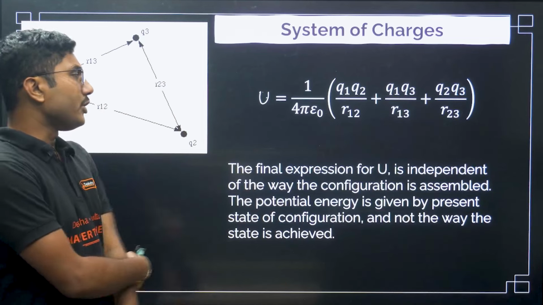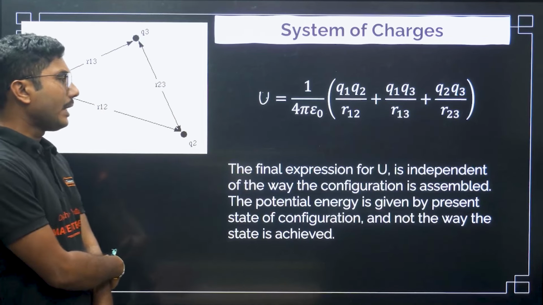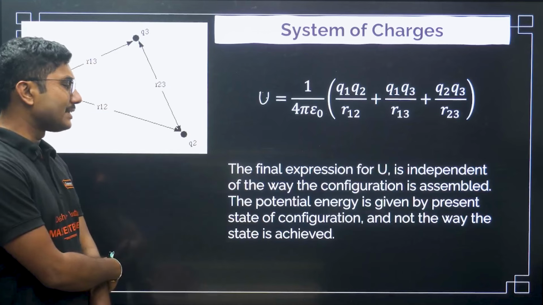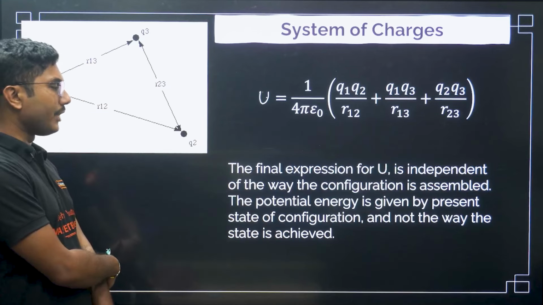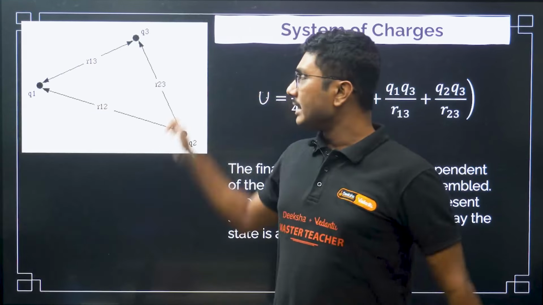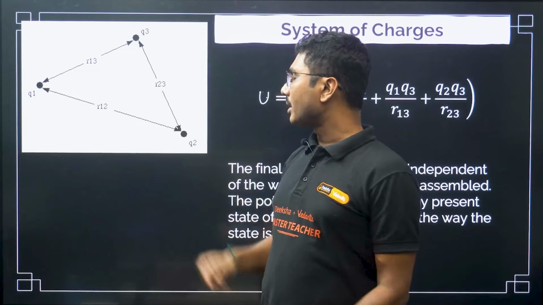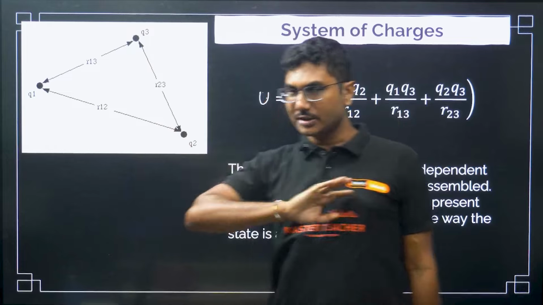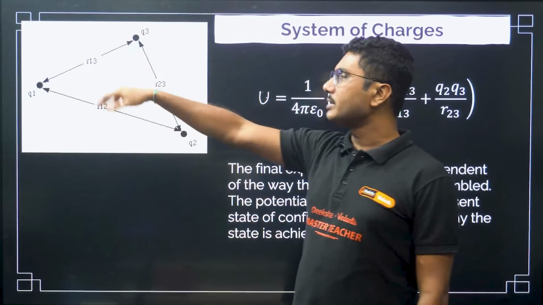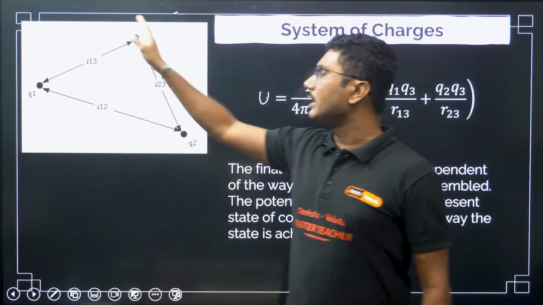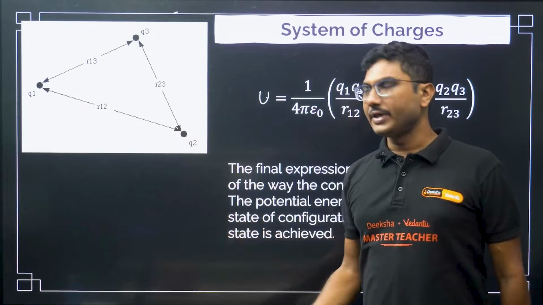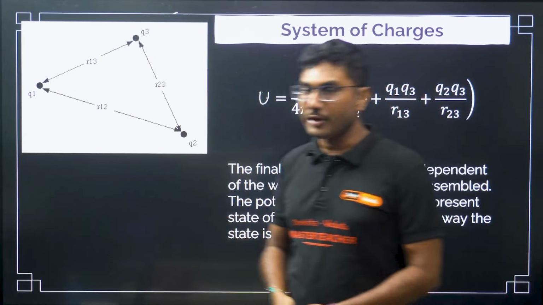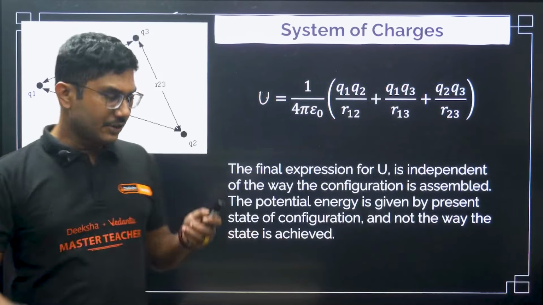The final expression for U is independent of the way the configuration is assembled. The potential energy is given by the present state of configuration and not the way the state is achieved. So, in this case, it does not matter if you brought Q1 first, Q2 second, Q3 last. It only matters the final configuration, the final distances, because it's a conservative force field. So, the ultimate final position is important, not how it is achieved.